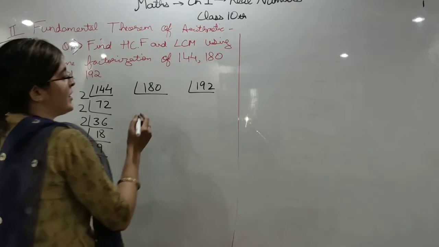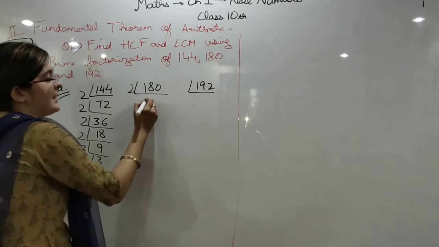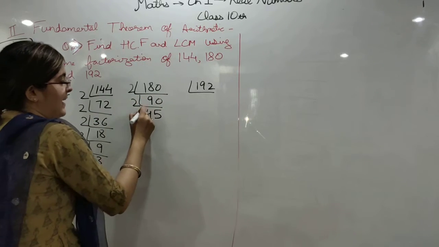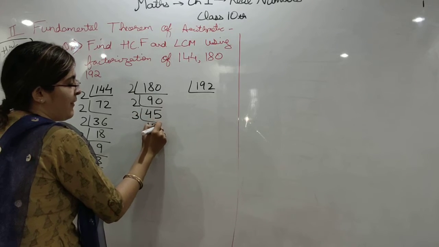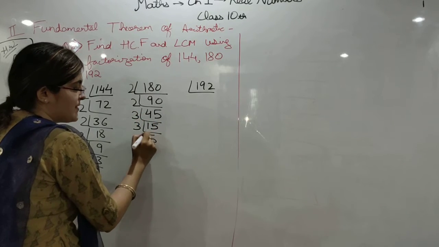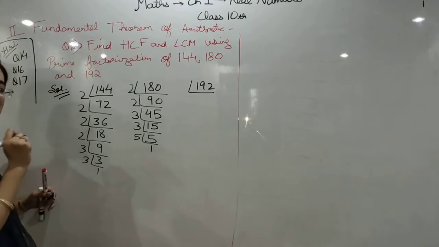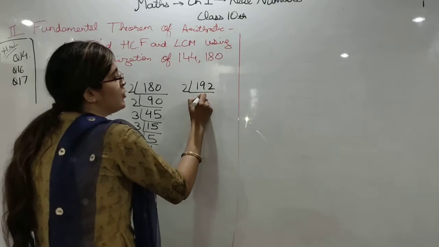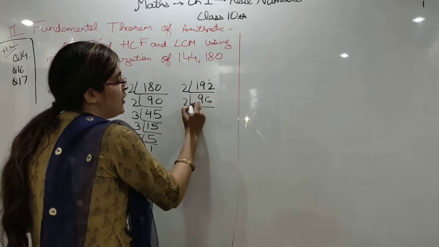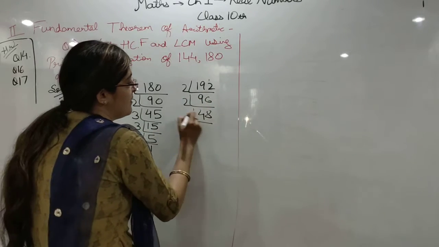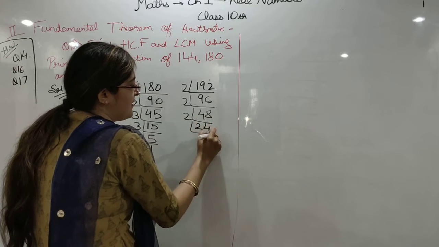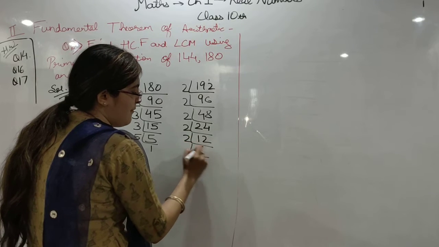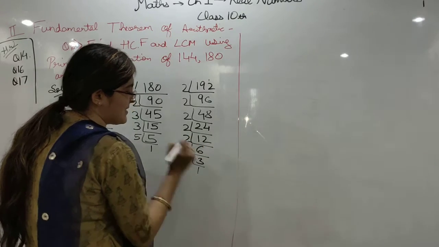Now what will we do? Prime factorize 180. 2 nines are 18, 2 fours are 8, 2 fives are 10, 3 ones are 3, 3 fives are 15, 5 ones are 5. These are the factors of 180. Now let's prime factorize 192. 2 nines are 18, 2 sixes are 12, 2 fours are 8, 2 eights are 16, 2 twos are 4, 2 fours are 8, 2 ones are 2, 2 twos are 4, 2 sixes are 12, 2 threes are 6 and 3 ones are 3.